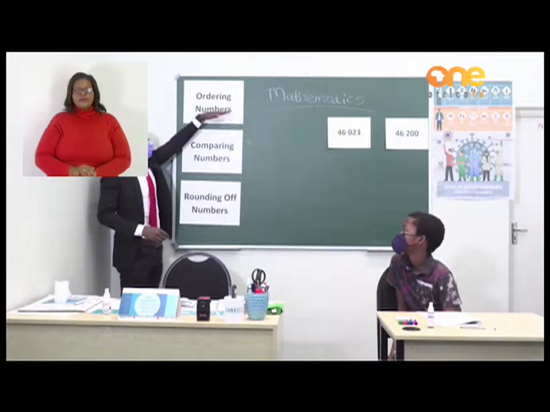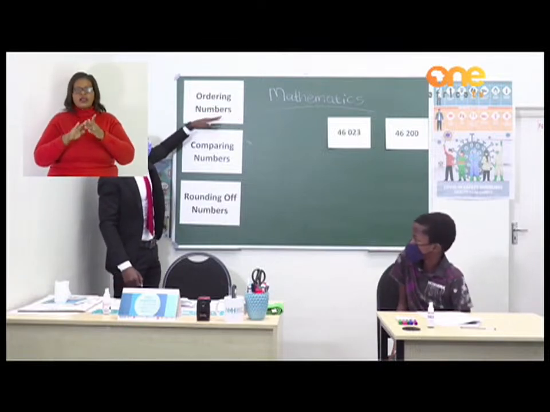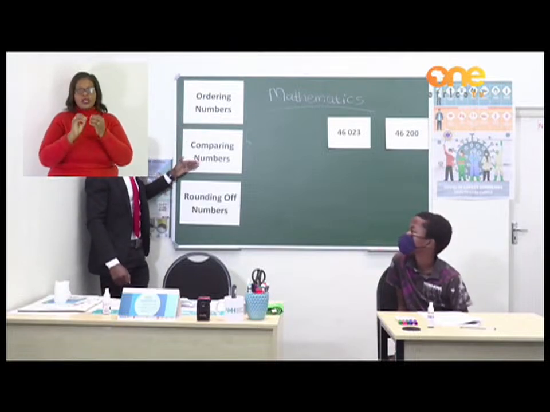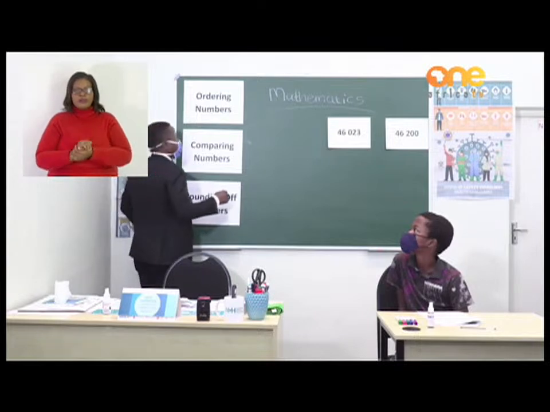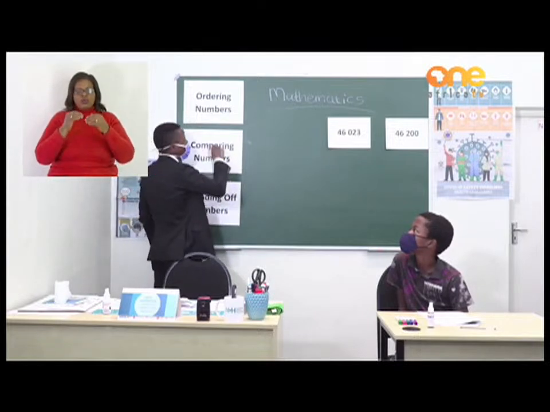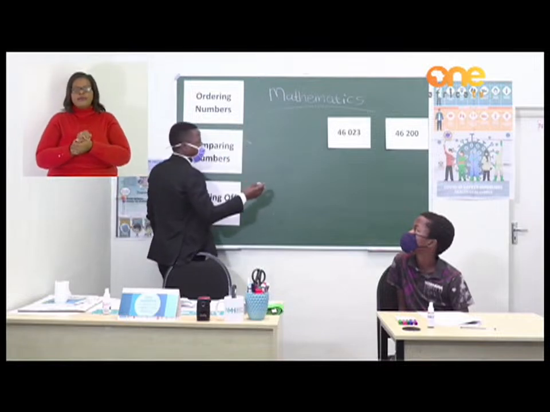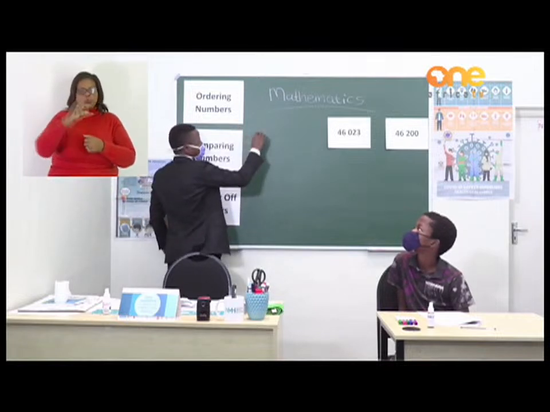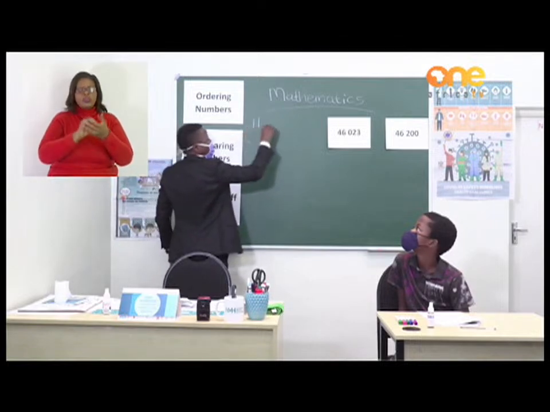As I said, we have to cover 3 objectives: ordering numbers, comparing numbers, and rounding of numbers. When it comes to ordering numbers, we have to put these numbers in order, maybe from the smallest to the biggest. Let me just give 4 numbers here.